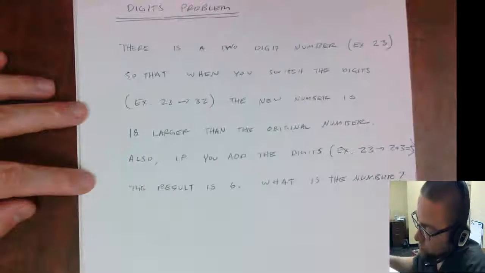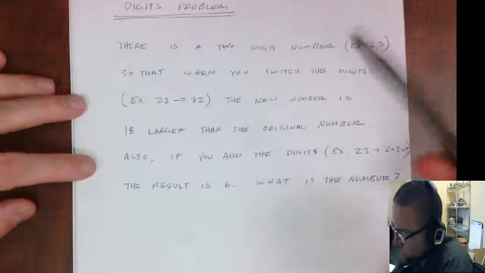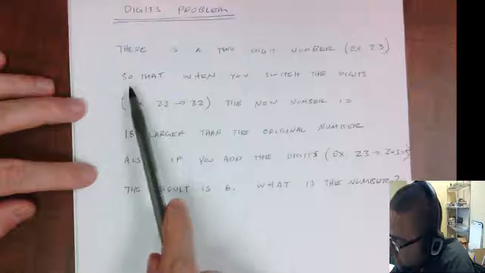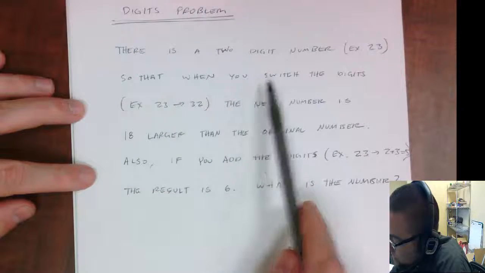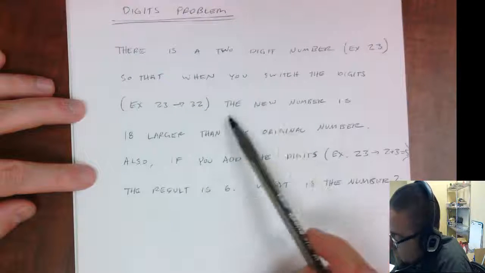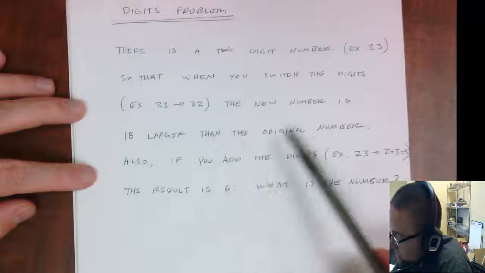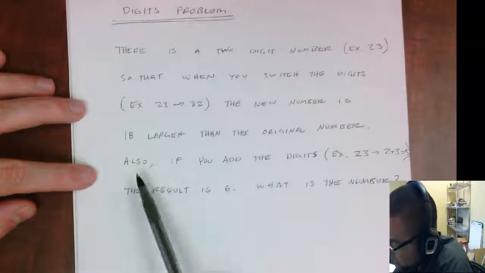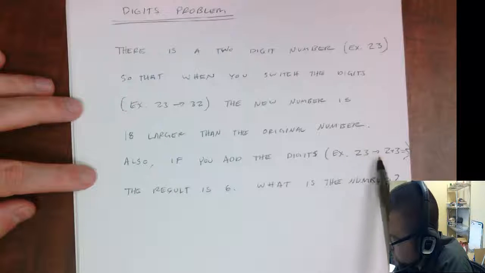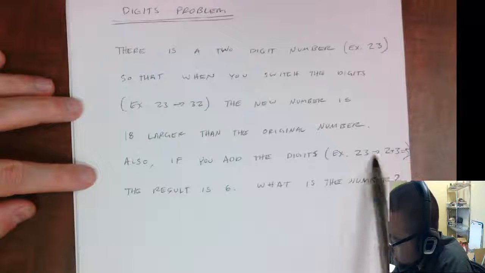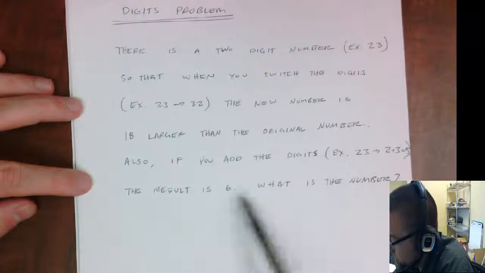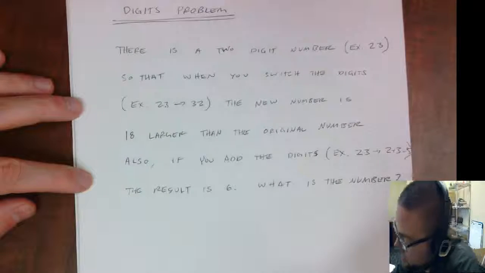Okay, that's a coin problem. Next is a digits problem. Here we have a 2-digit number, for example 23, so that when you switch the digits, 23 turns into 32, the new number is 18 larger than the original number. Also, if you add the digits, 23 goes to 2 plus 3, so you add the digits together, equals 5. The result is 6. What is the number?